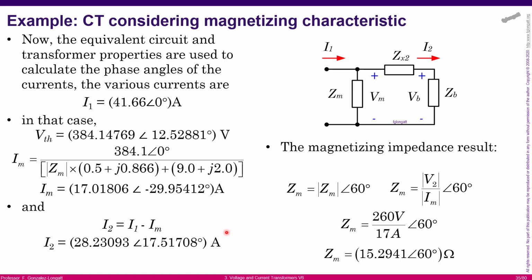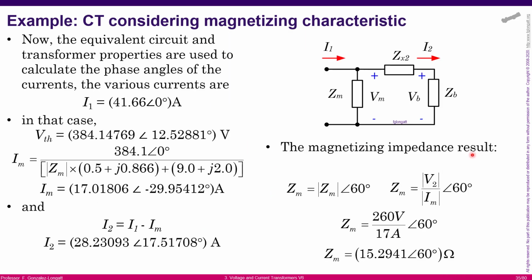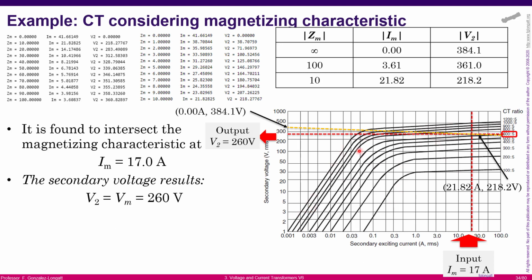What is the idea now? Well, if the voltage is 260, as we got before, and the current that is moving in the magnetizing branch is 17.01 amps, we can identify how much the magnetizing impedance is, okay? In this case, the magnetizing impedance is 15.29. However, you must be aware that this is evaluated for that very specific operating point, okay? If the current in the primary moves up or down, this magnetizing impedance will change following the magnetizing curve, okay?